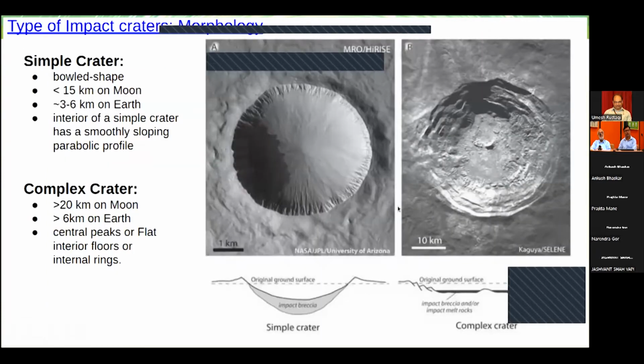As we look at the craters, they look very nice in images. And if you observe them carefully, you will start looking.